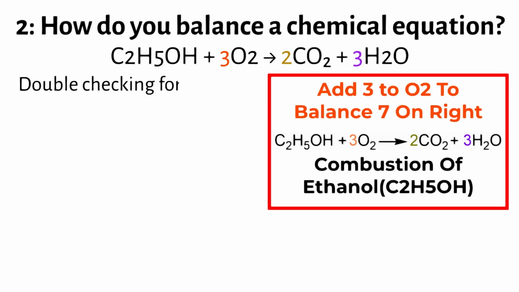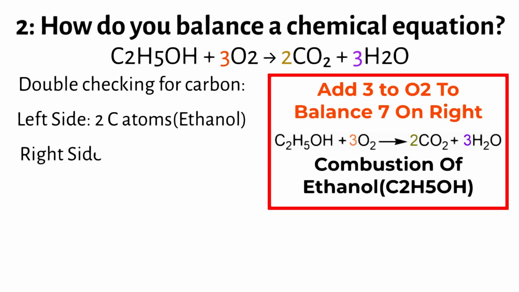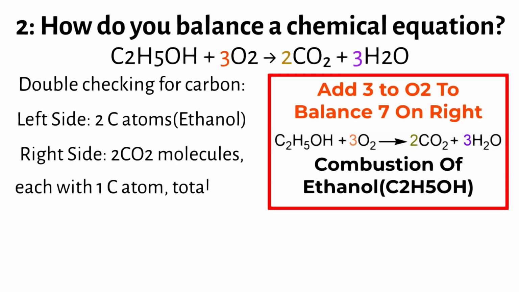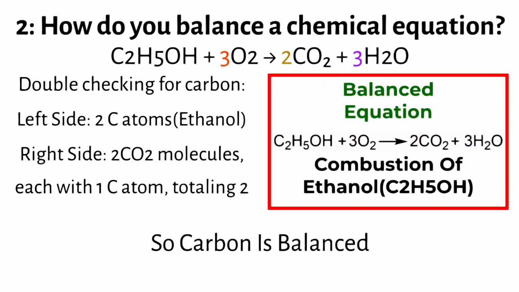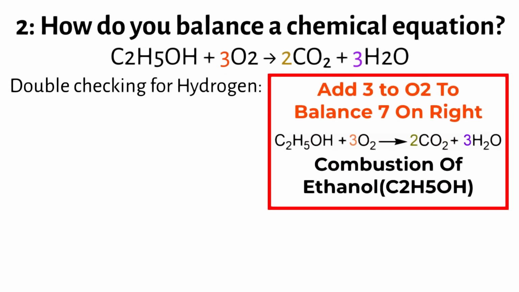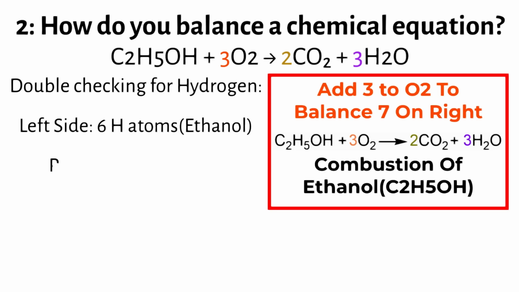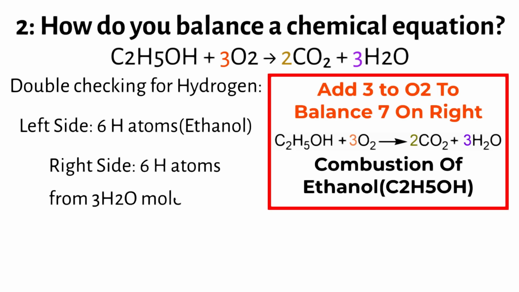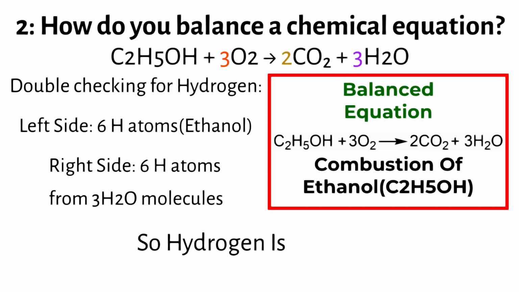Double checking, we see that for carbon, ethanol has 2 carbon atoms on the left side. There are 2 CO2 molecules, each with 1 carbon atom, totaling 2 carbon atoms on the right side, so carbon is balanced. For hydrogen, ethanol has 6 hydrogen atoms on the left, and there are 3 H2O molecules, each with 2 hydrogen atoms, totaling 6 atoms on the right side, so hydrogen is balanced.